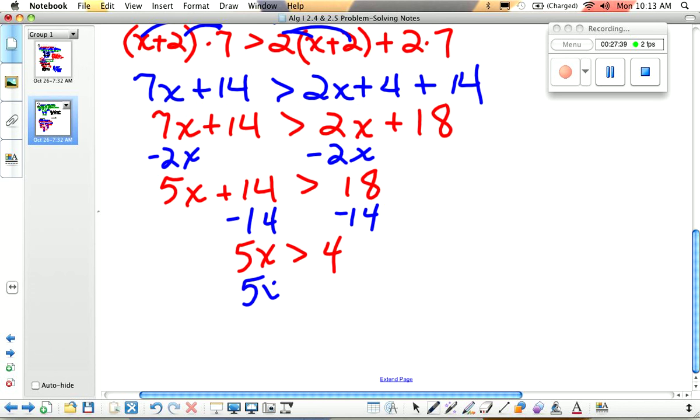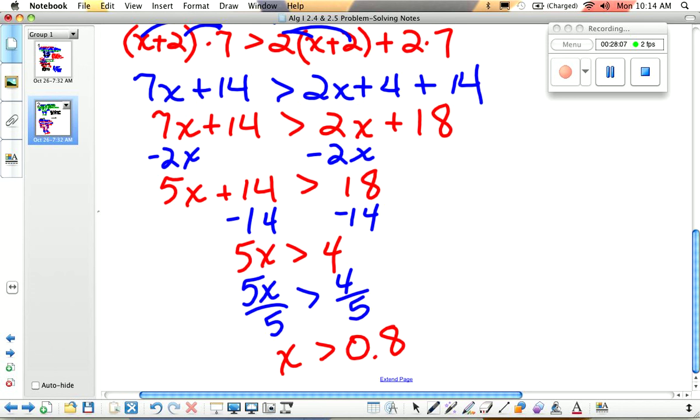Divide by 5. So when I divide by 5, is this one of those times that when I divide by 5 I get a nice decimal? 4/5. What is it? 0.8. This time it's a nice decimal, and so we can change it to a decimal if we want, or we can leave it as a fraction, 4/5.